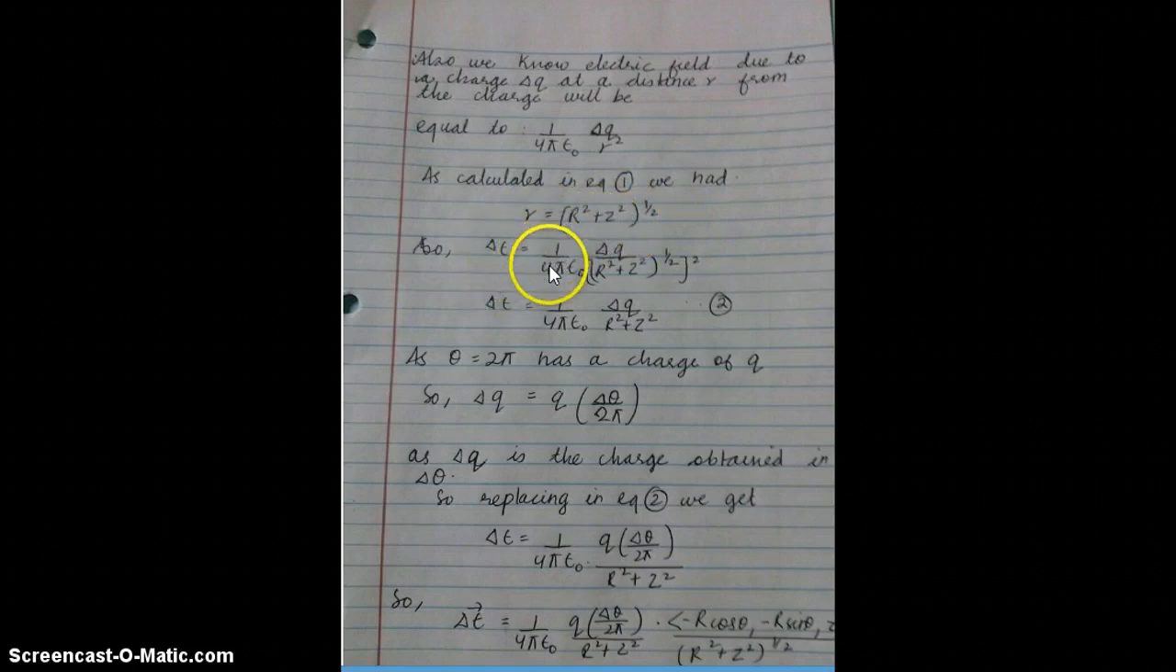We get 1 by 4 pi epsilon delta q times 1 by r squared plus z squared to the power 1/2, whole squared, so delta E is equal to 1 by 4 pi epsilon delta q by r squared plus z squared. We know theta equal to 2 pi has a charge of q. So delta q will be q times del theta by 2 pi, as delta q is the charge obtained in del theta. So replacing in equation 2, we get delta E is equal to 1 by 4 pi epsilon q del theta by 2 pi times r squared plus z squared.